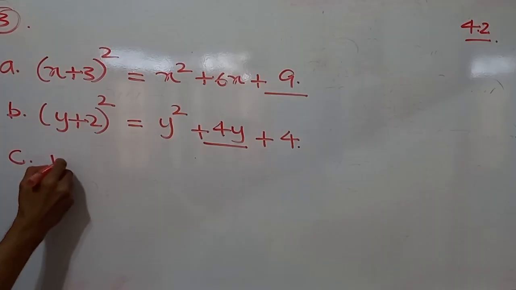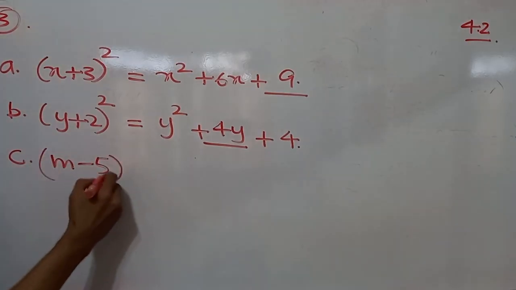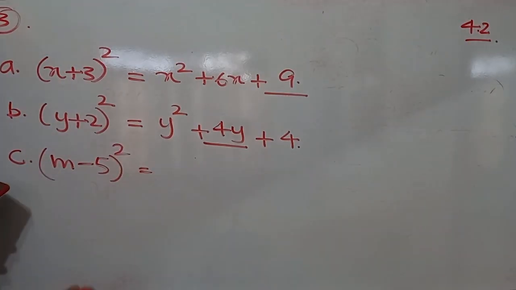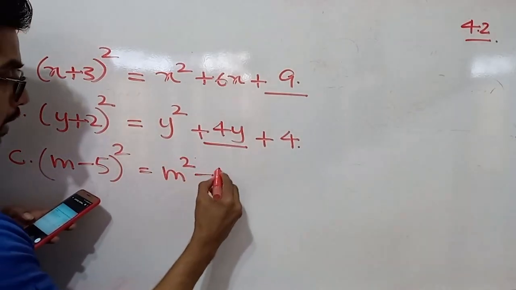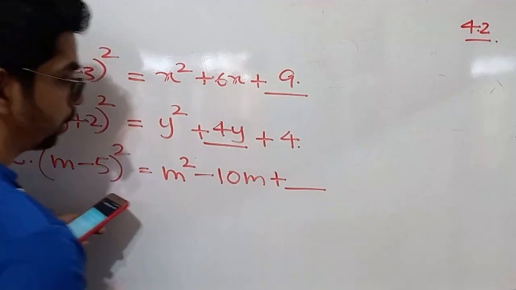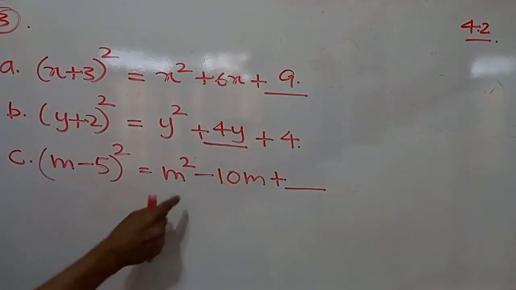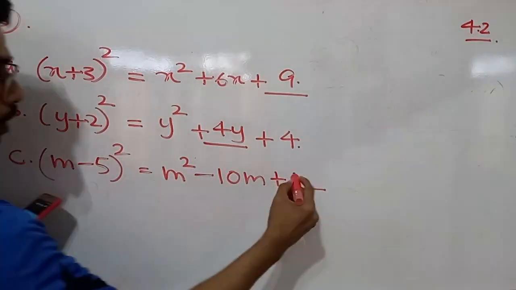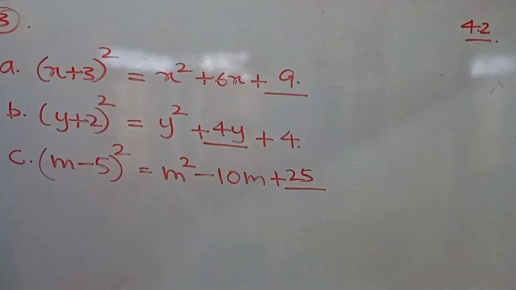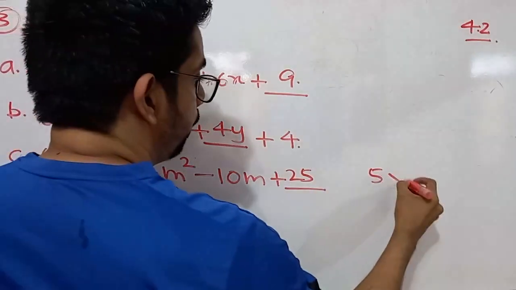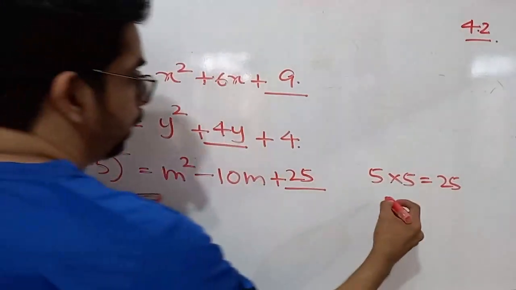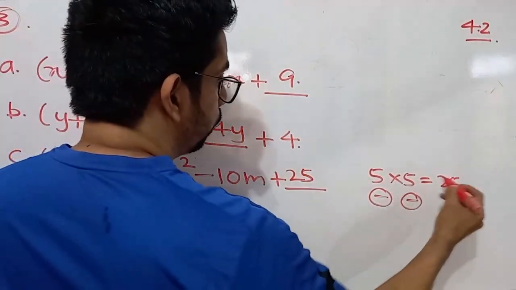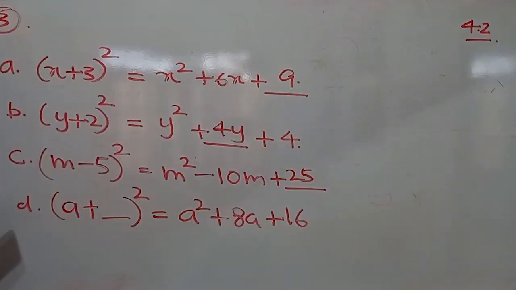So we have m minus 5 whole thing square, right? Then we have m squared minus 10m and a space, right? So they are asking the last term, so it should be what? 25. 5 square, right? So 5 into 5, we know that is obviously 25, but here negative into a negative, the answer is a positive one, right?